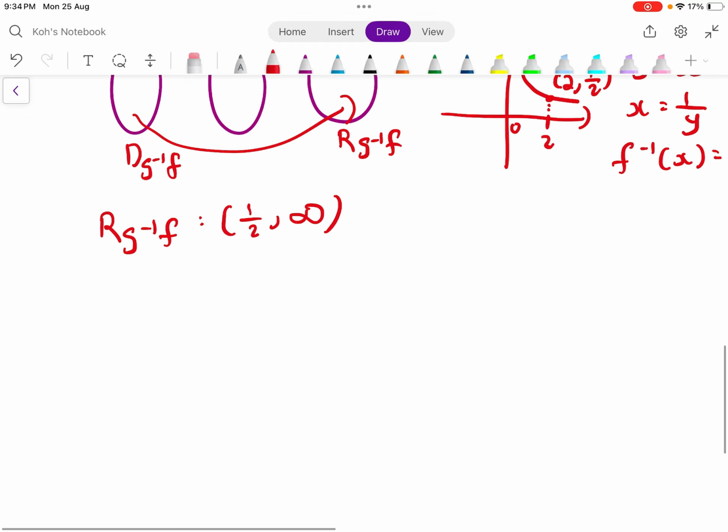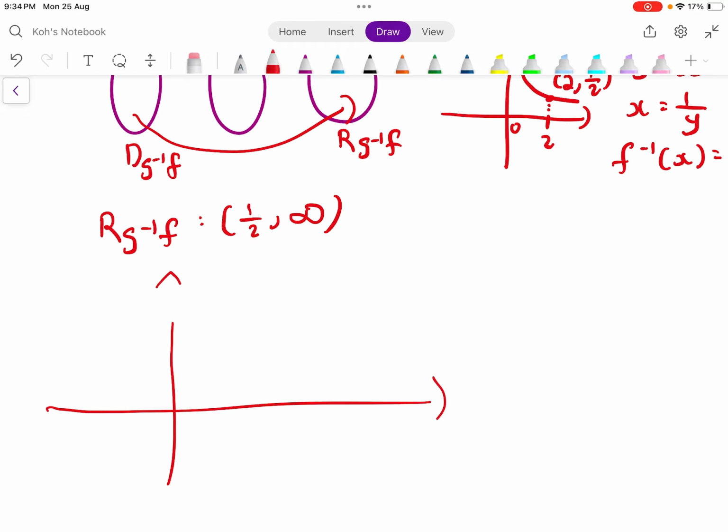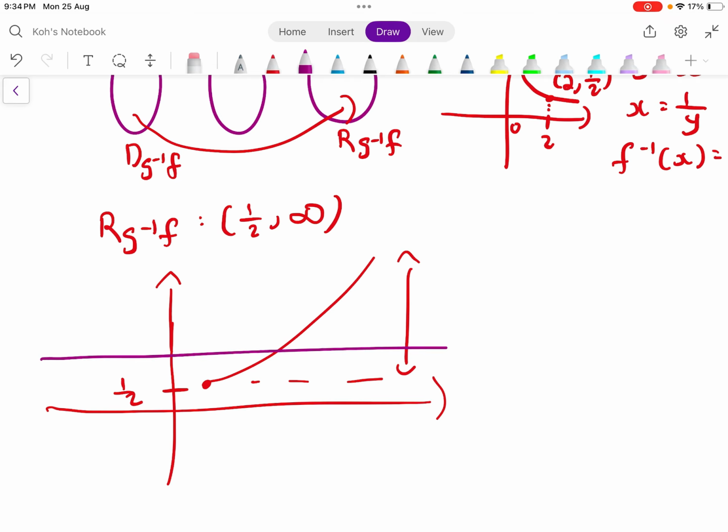So maybe I just do a sketch here. So this is my function of G inverse F. It's something like this. So this part is your half, and then of course all the way to infinity. So if I sketch y equal to 1, y equal to 1 will definitely intersect at a certain point right here.